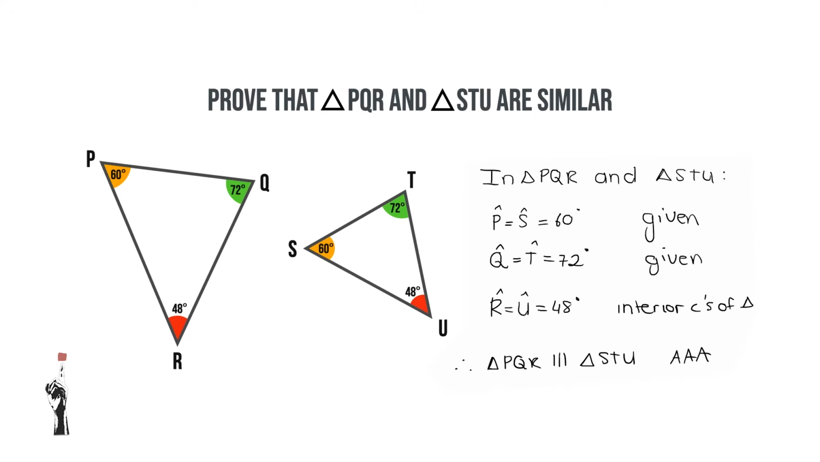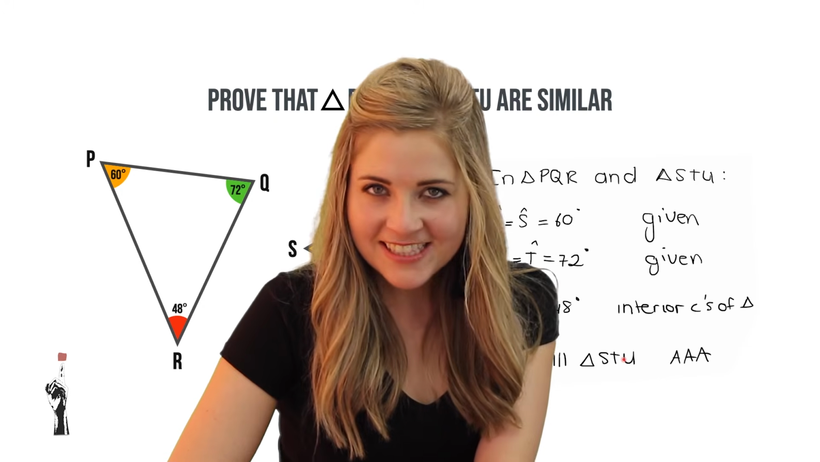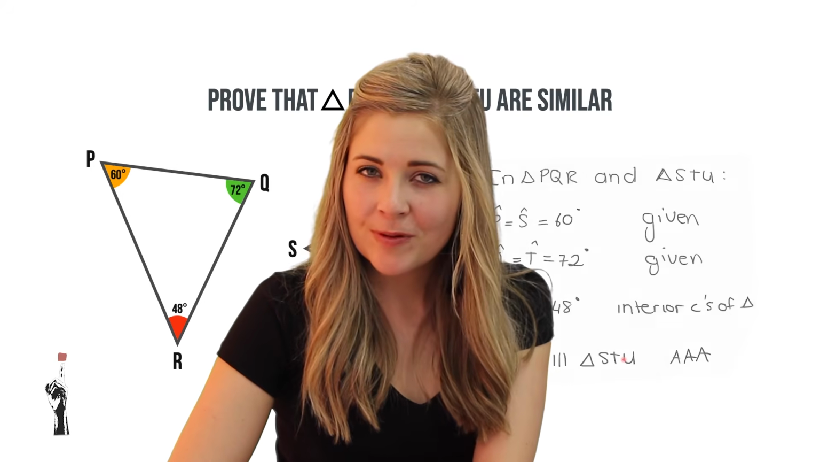I know angle P is equal to angle S. Since P is written first, S will be written first. Since Q is written in the middle, T will be written in the middle as they are equal to each other. And angle R is equal to angle U. Since R is written last, U will be written last. Let's have a look at another example.